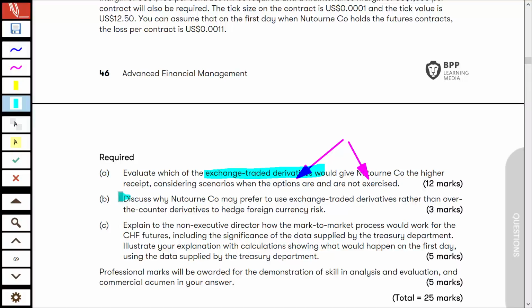We've got some simple discussion parts in part B and an explanation of how mark to market works with some reasonably straightforward numbers in part C. And it would be a real shame to tie yourself up in knots in part A and not get on to B and C, and perhaps not even get on to scoring professional marks.